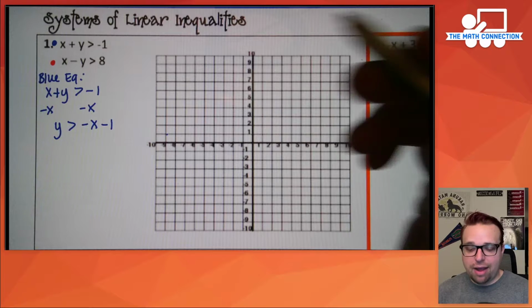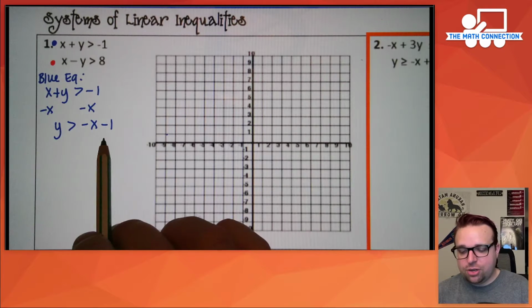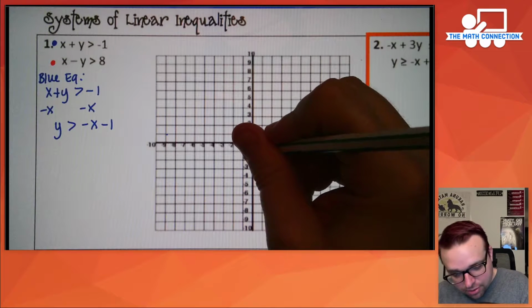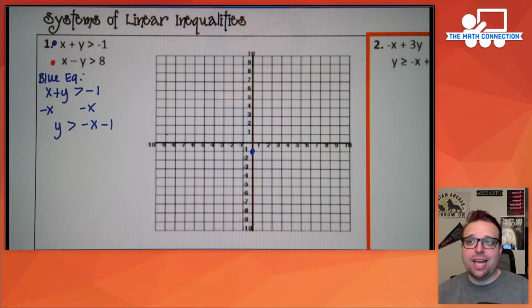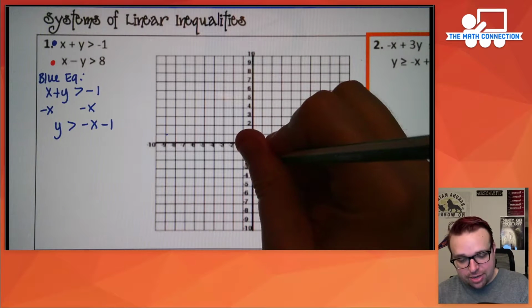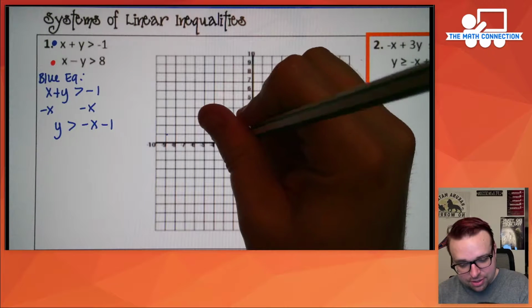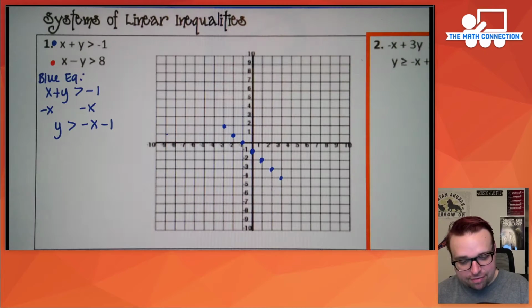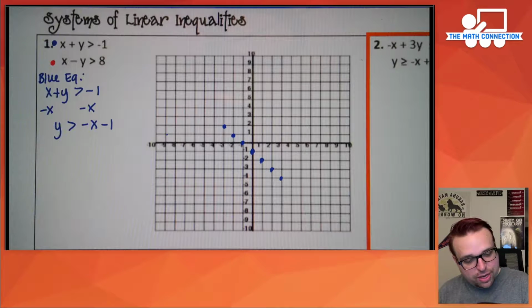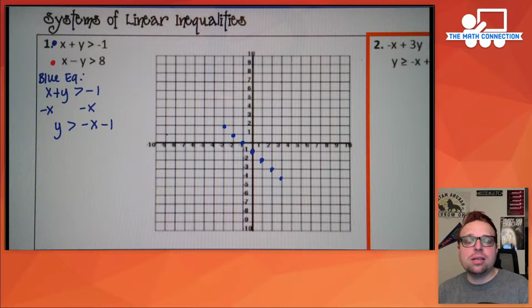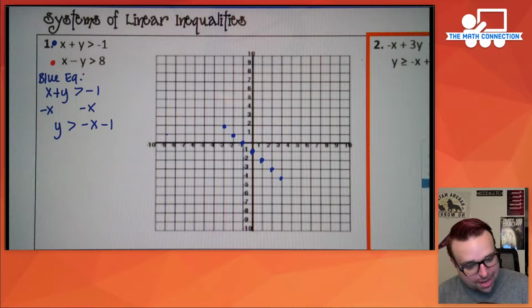Okay, so let's graph this. This would be starting at -1, and then we use our slope of -1 to go down and to the right, down to the right, down to the right, or up to the left, up to the left, up to the left. And let's go ahead and do a nice line here. Is this going to be a dashed line or a solid line? It will be dashed.